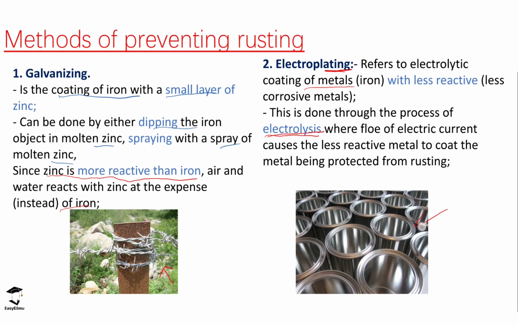For example, you can see these tin cans here. It's very common with packaging tins. They cover them with tin because tin does not react. So you can see the difference between galvanization and electroplating: in galvanization, you're coating with zinc specifically, which is more reactive than iron. In electroplating, you're coating with metals that are less reactive than iron.